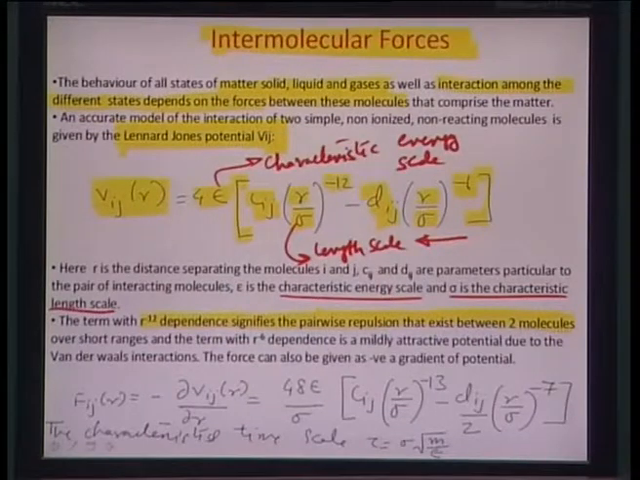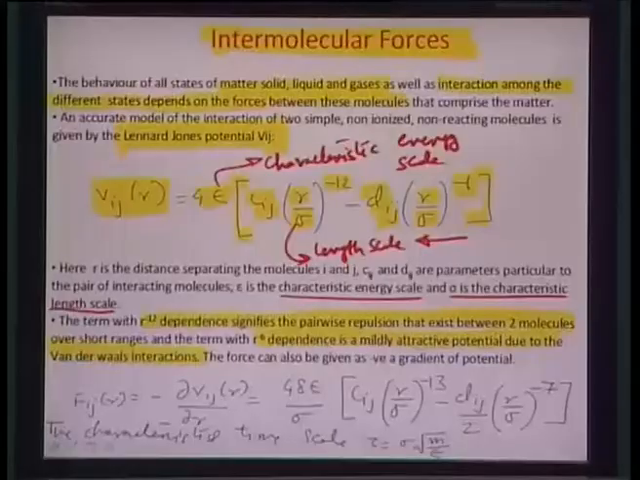Then there is a r minus 6 dependence which is a mildly attractive potential, and this is due to van der Waals interaction forces. So, what are really van der Waals forces? They are basically attractions formed between two such molecular systems, between the electrons on one and the nucleus on another, and similarly the electrons on the other and the nucleus on the first one. That is what van der Waals interaction forces are, and they are principally attractive in nature.